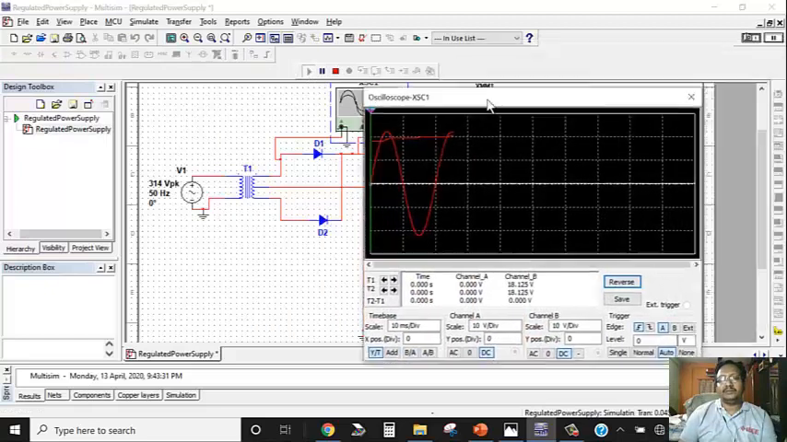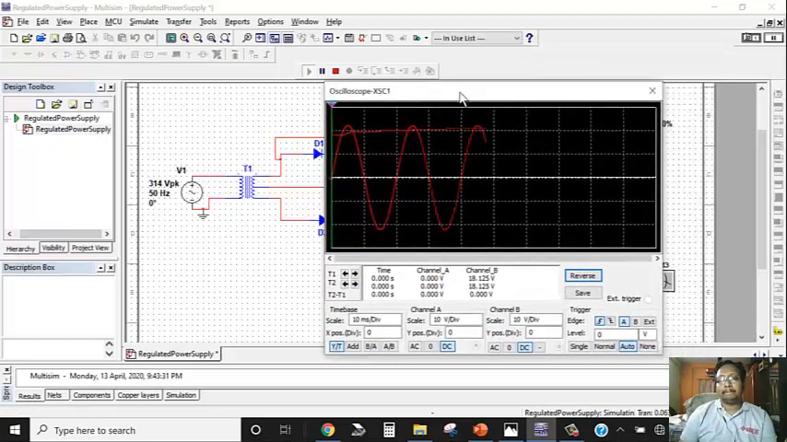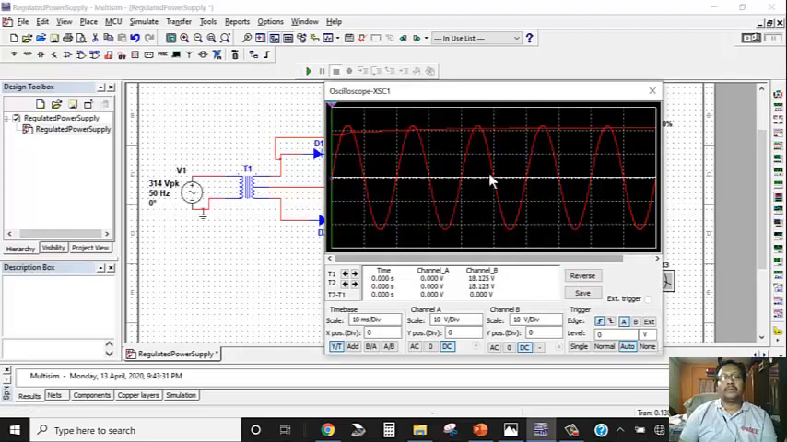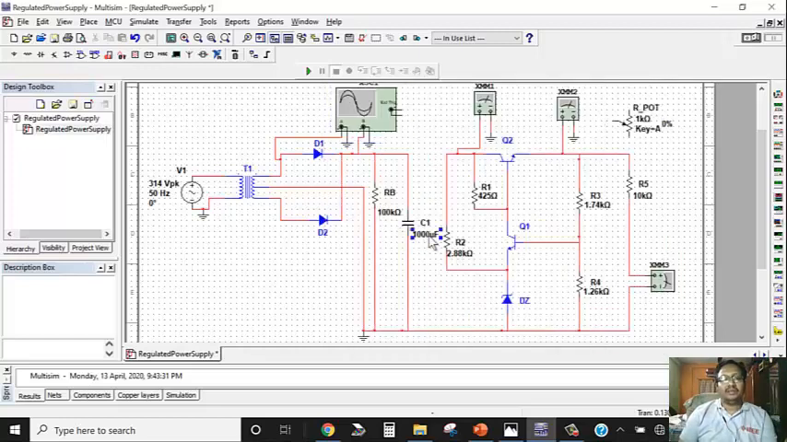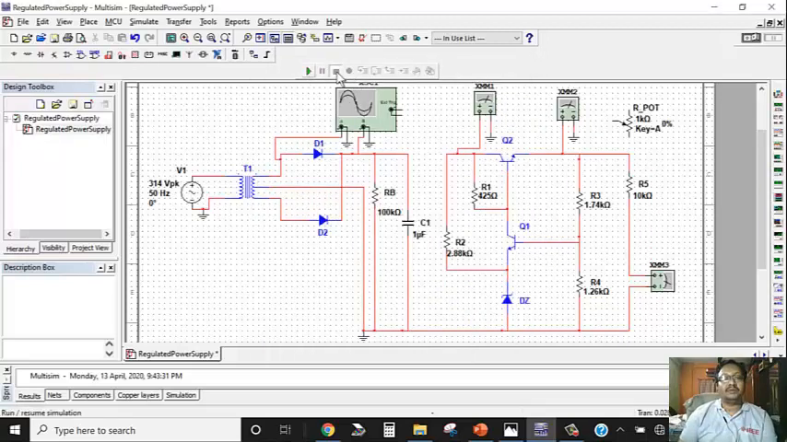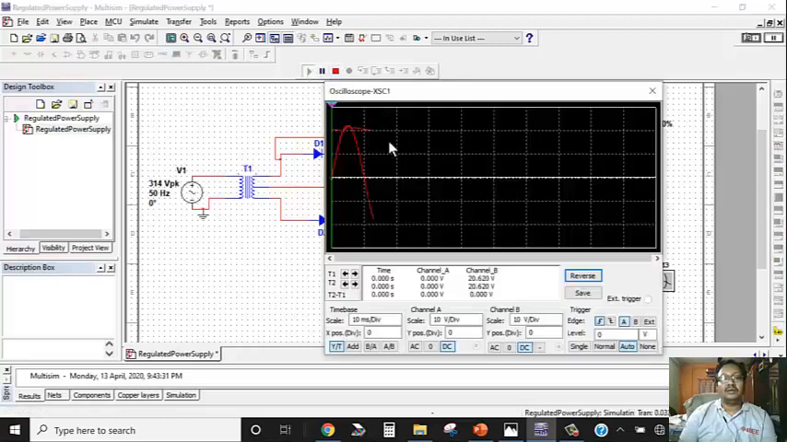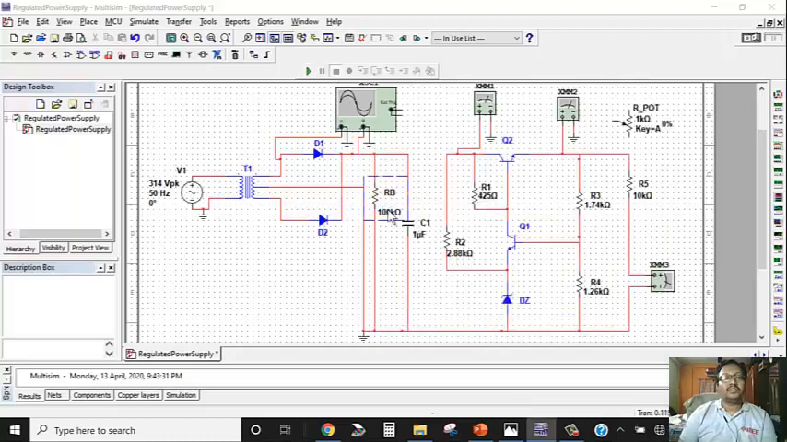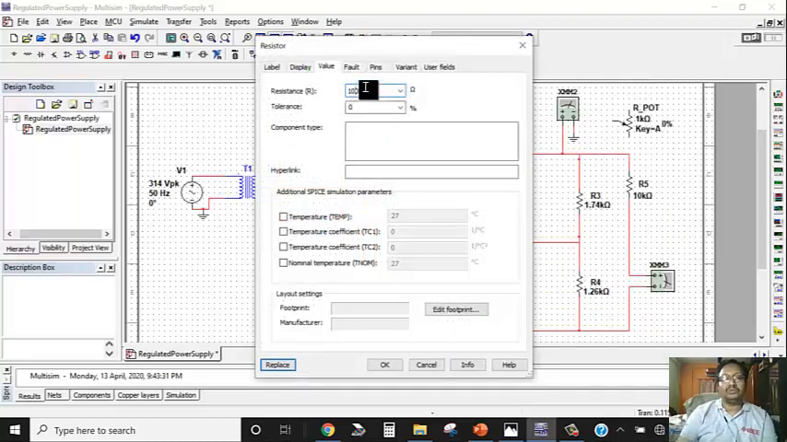Let us try to check the performance. So this is the secondary output of the transformer, and this is the rectified output. You can check just by reducing the capacitance value. Let us take 1 microfarad. Now you can check the performance. The ripple is, again, you can change the bleeder resistance value also.